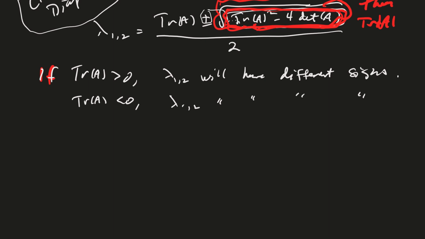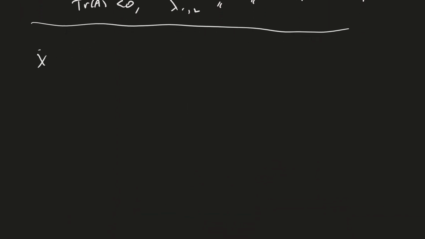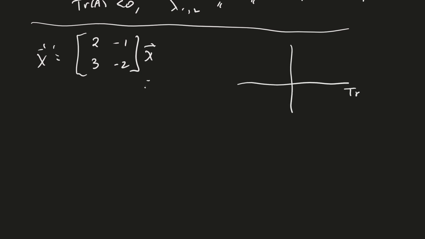Okay, so we're continuing our discussion of the Poincare classification diagram. Now that we've seen how it works, let's try a few examples of how we might use it. Suppose I have x prime equals the matrix [2, -1; 3, -2] times x. The origin is the equilibrium solution that I'm trying to classify here. In order to use the diagram, I need the trace, the determinant, and then I need to know if I'm inside or outside of the parabola, so I need the discriminant as well.